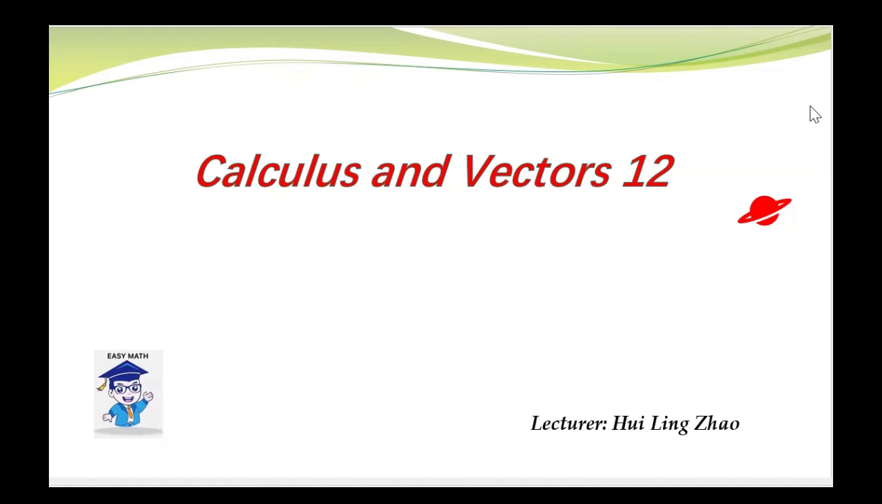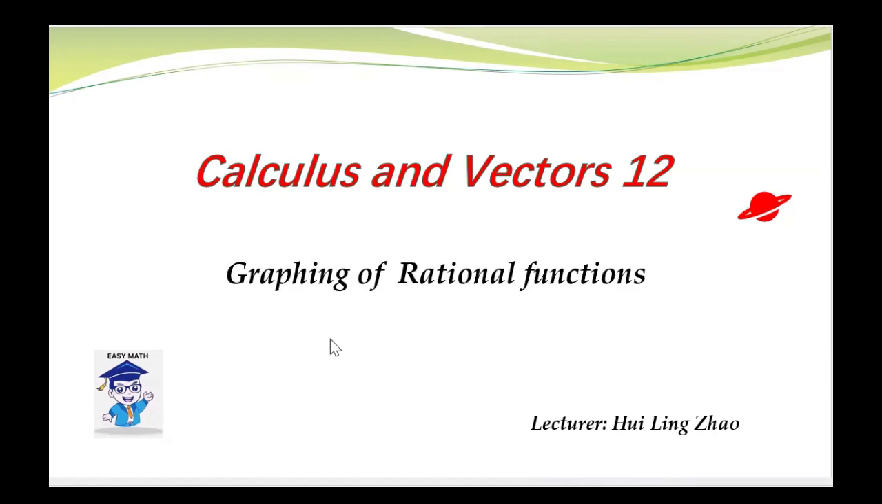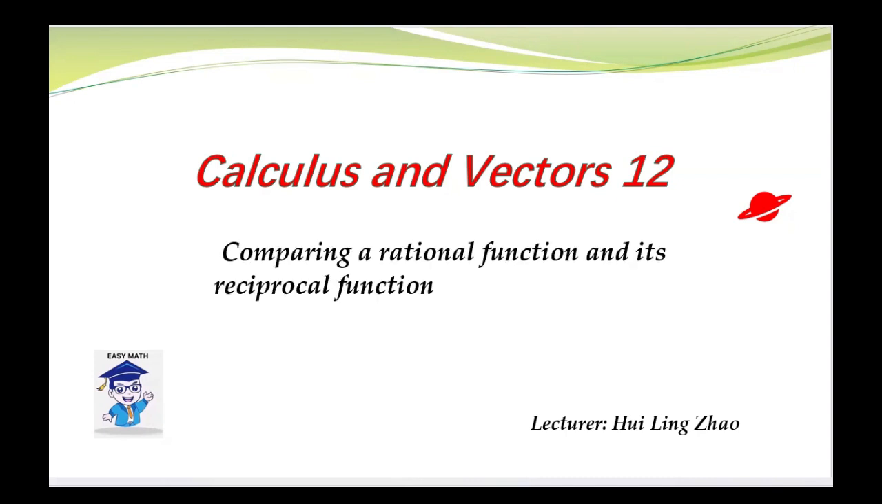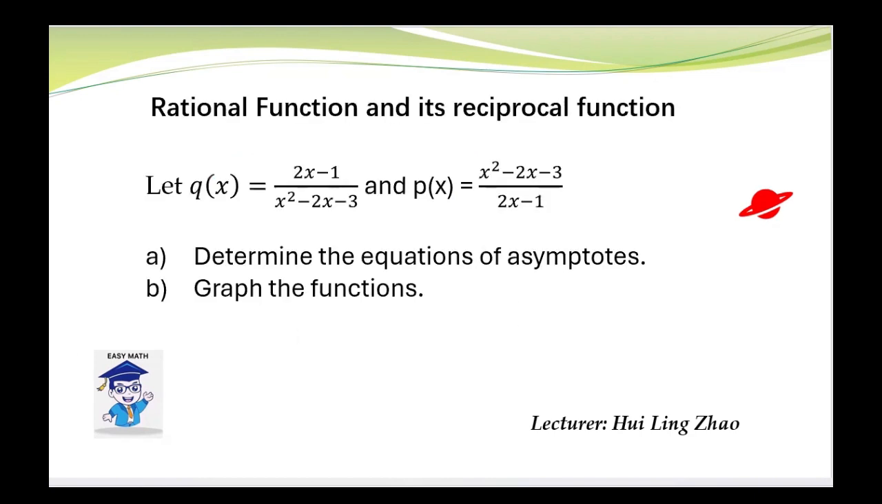Today we study the course Calculus and Vectors. Graphing of rational functions, and comparing a rational function and its reciprocal function. The original function is Q(x). Q(x) equals (2x minus 1) over (x squared minus 2x minus 3). And the reciprocal function P(x) equals (x squared minus 2x minus 3) over (2x minus 1).